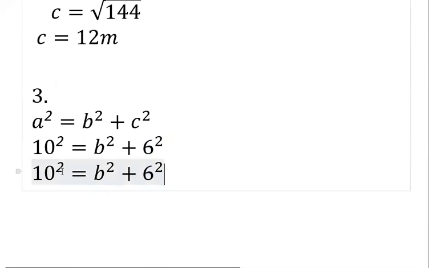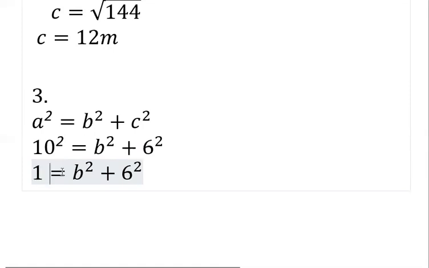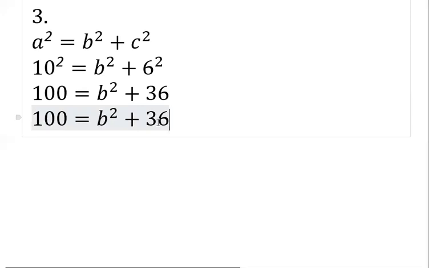So 10 squared, that is 10 times 10. It will give us what? 100. Very good. We don't know our b, which is a side. Then 6 squared means 6 times 6, which is what? 36. Very good. So we apply the same principle. We collect like terms. Collecting like terms now, it means this 36 is going to cross this equality sign, and the sign will change to minus 36.